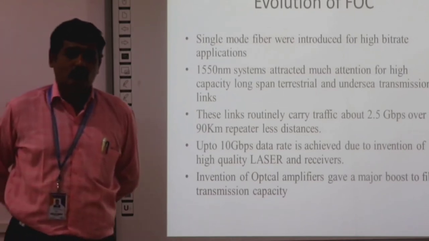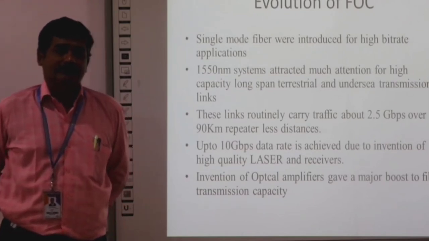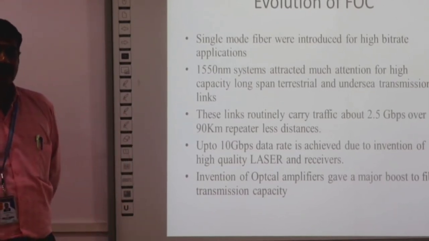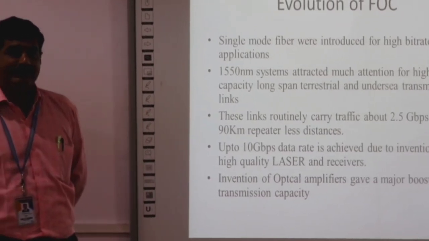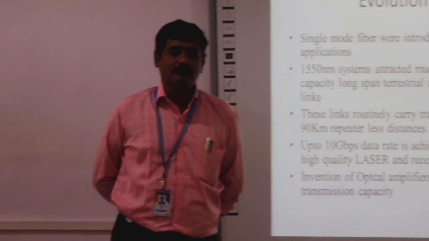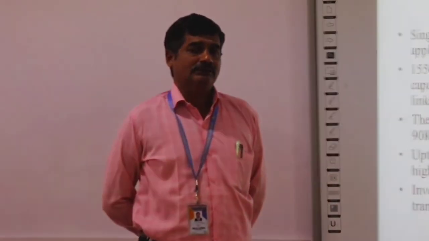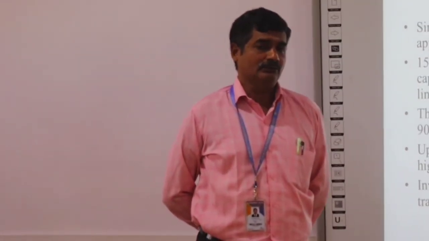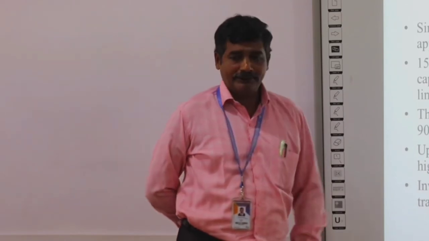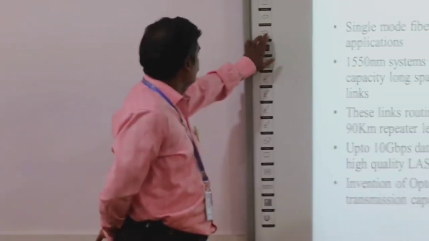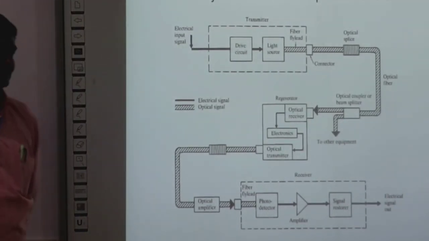Erbium doped fiber amplifiers are used now. These amplifiers immediately amplify the signal without any E to O or O to E conversion. They amplify the optical signal as it is. Therefore there is no E to O or O to E conversion in fiber optic communication. So these are the major elements of a fiber optic link.